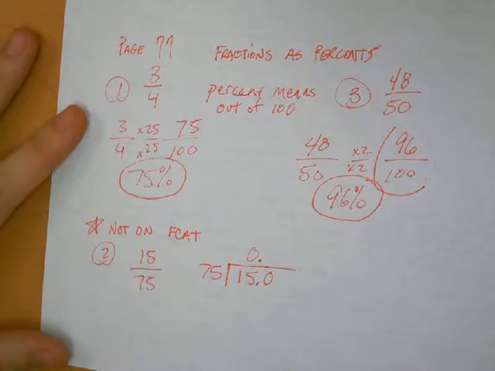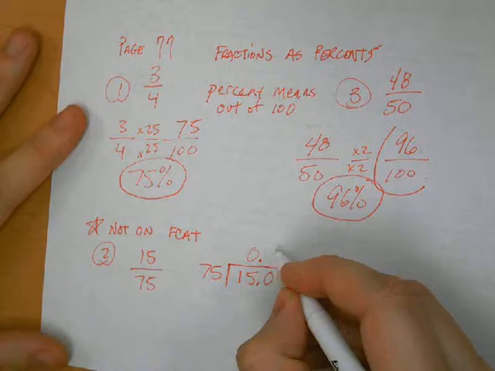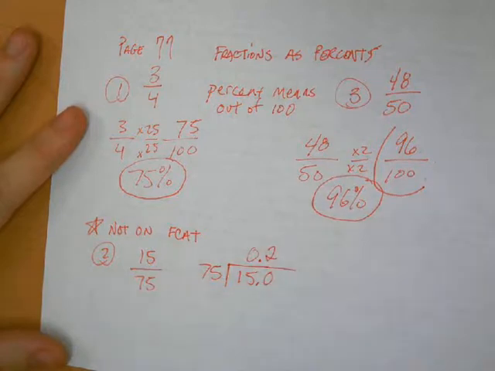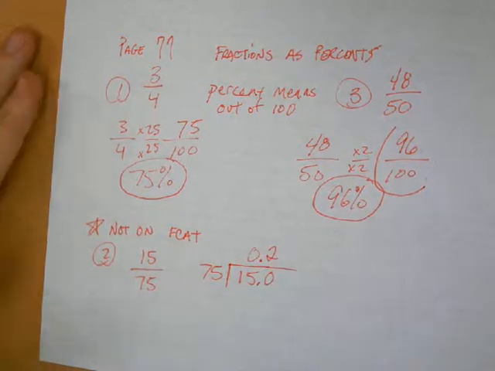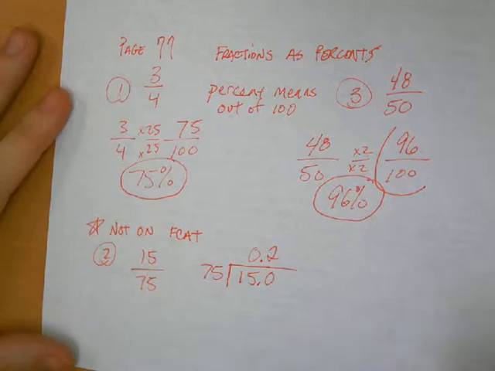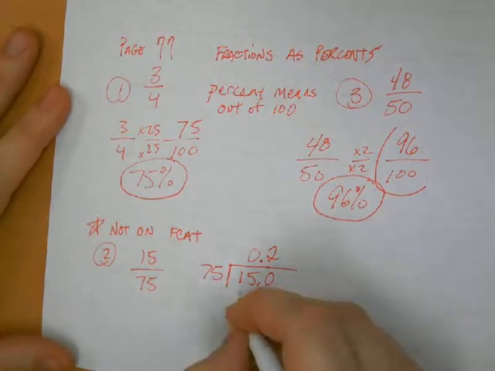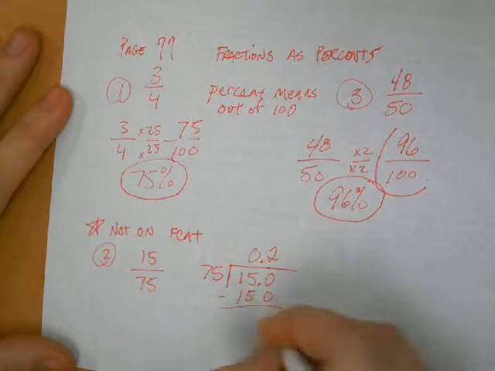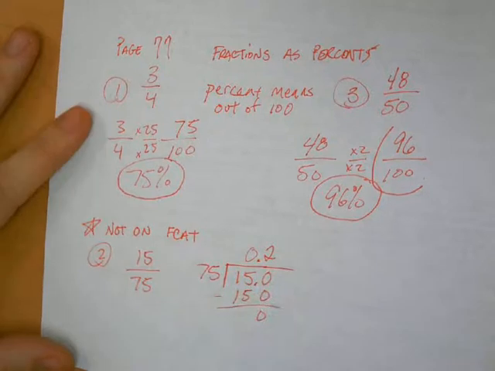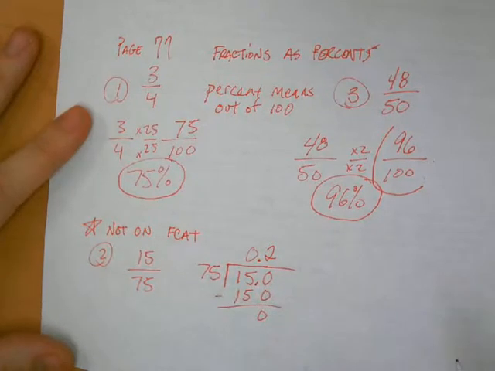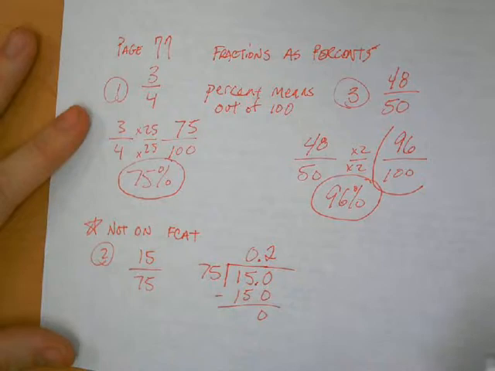75 does fit into 150. Think about money and think about $1.50. It would take you 6/4 to get there. 75 is 3/4, so I need 2 sets of that. 2 times 75 is exactly 150. And now I have a decimal answer, but that's not what we want.